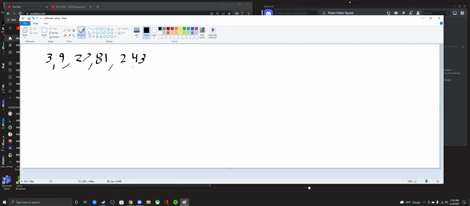So first thing I want to establish is the common ratio, and the way you do that is you take any two consecutive terms, with the second term on top of the first term in a fraction. So in this case it'd be 9/3, which obviously equals 3. So our common ratio, let's label that R, is 3.